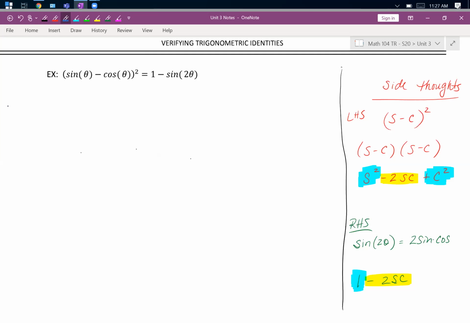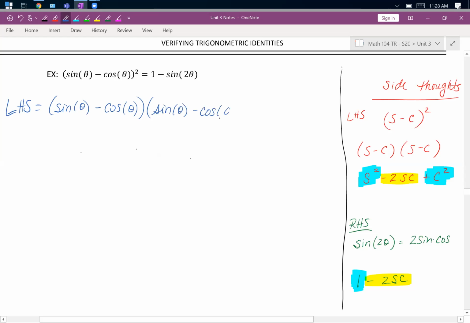All right, so starting with our left-hand side, and our good notation now. So sine minus cosine times sine minus cosine. And then we'll multiply this out. Sine squared minus sine cosine, minus another sine cosine, plus cosine squared.